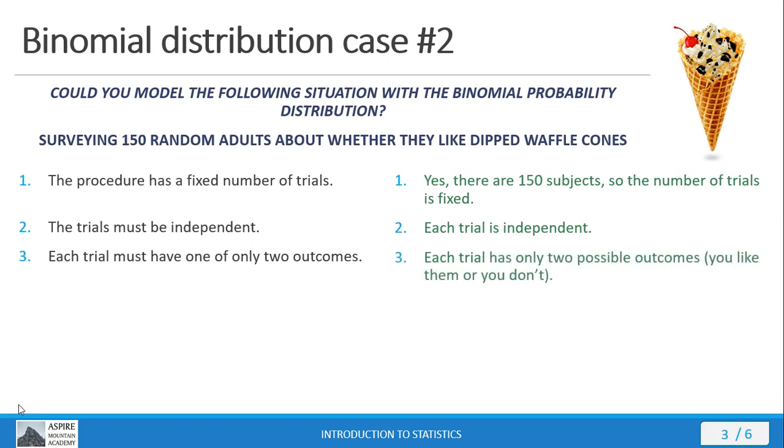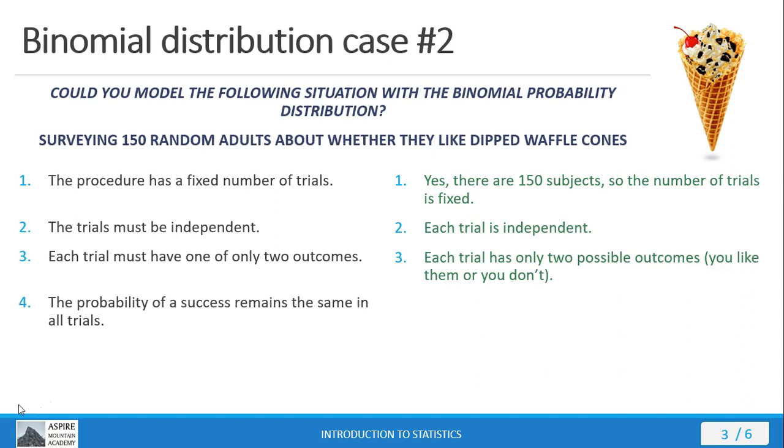And yes, we do have this requirement met. There's only two possible outcomes to this question. Either you like dip waffle cones or you don't like dip waffle cones. It's one or the other. There's no in between here. No fence sitting allowed. And finally, the probability of a success remains the same in all trials.